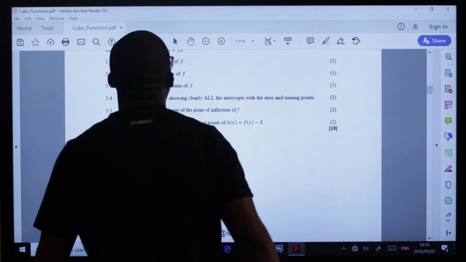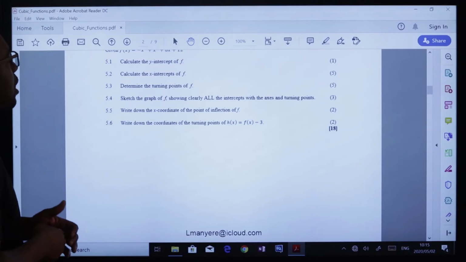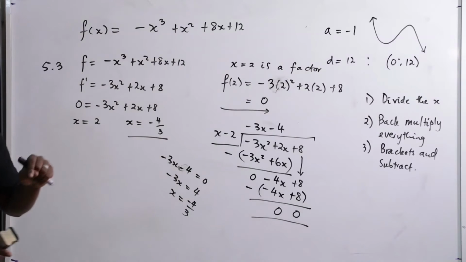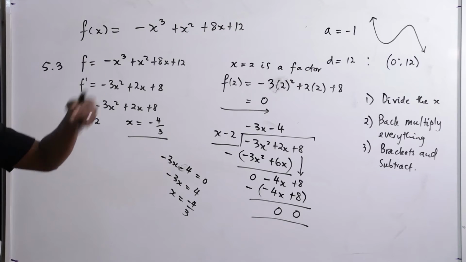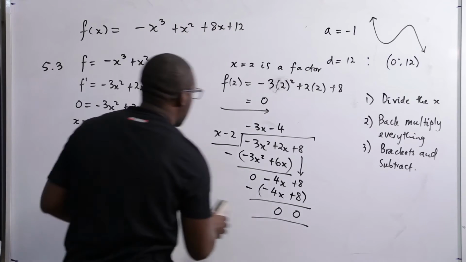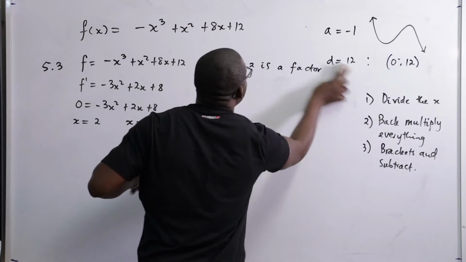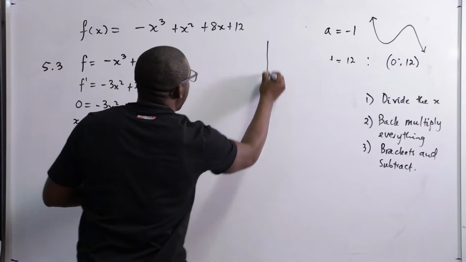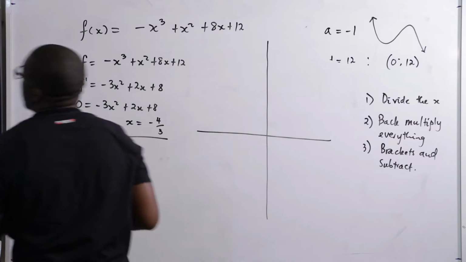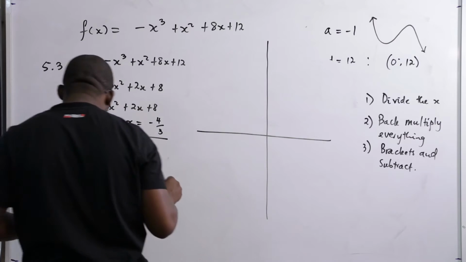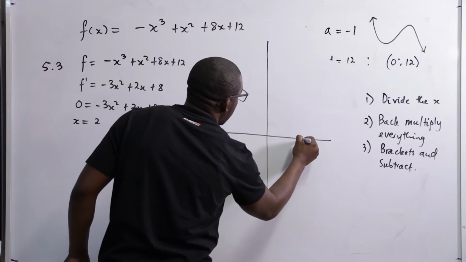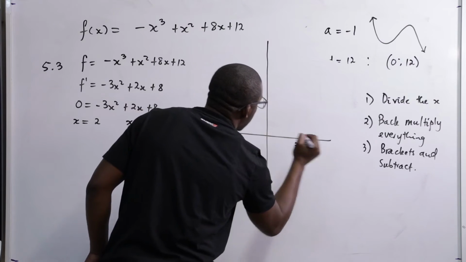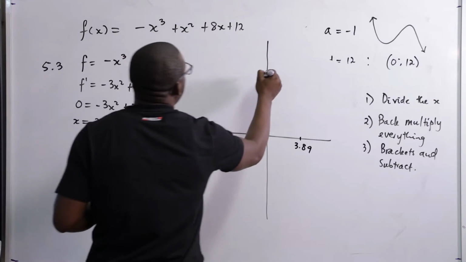Sketch the graph of f showing clearly all the intercepts with the x-axis and the turning points. Because we got one real root, the other 2 were imaginary. Imaginary simply means the graph was floating. The graph was not touching the x-axis at the other 2. So, to sketch the graph as accurately as we can, the x-intercept, the first one was 3.89. Then the y-intercept was here at 12.